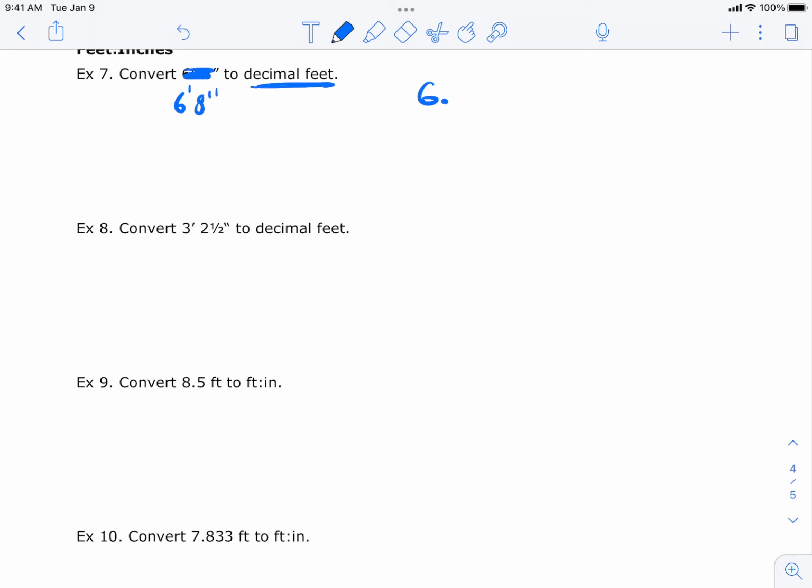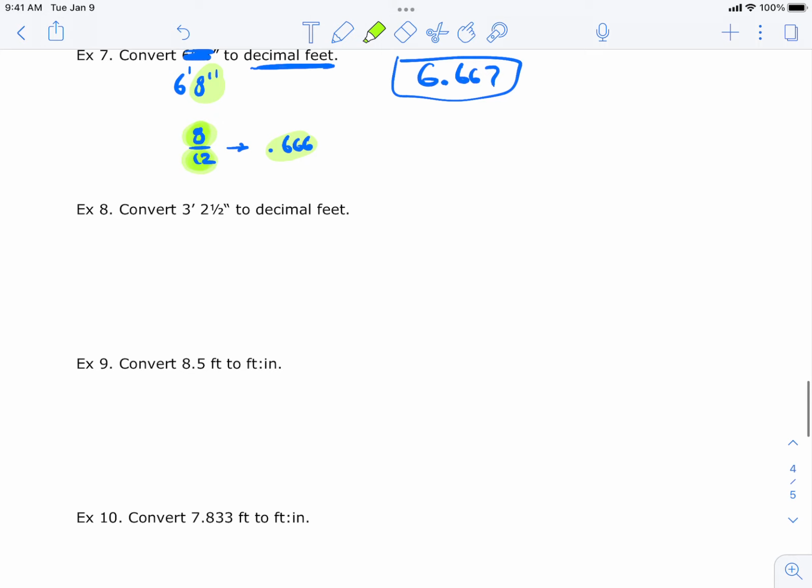Well, what you want to do is remember there's 12 inches in a foot. So you go 8 over 12, and you make a decimal out of that. 8 divided by 12 is going to give you 0.6666667. So I'm going to round this maybe like this: 6.667. Pretty good. So the idea, again, inches means how many feet is that? Well, 8 inches, there's 12 in a whole foot. So this is a part over whole, 8 out of 12. 8 out of 12 is 0.666 as a decimal. So it's 6.667.